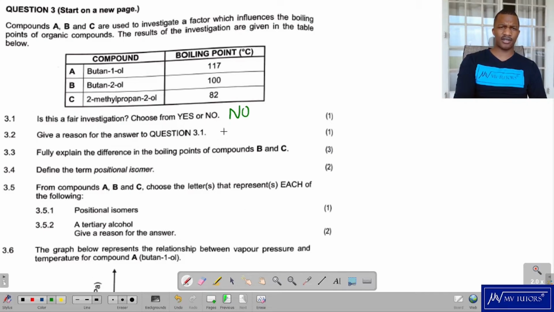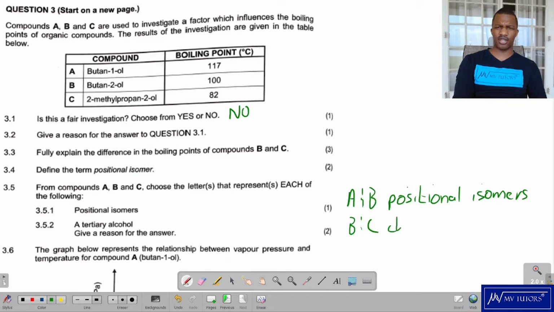Like I said, between A and B, these are positional isomers. And B and C are not positional, but chain isomers. Okay, so there we go.